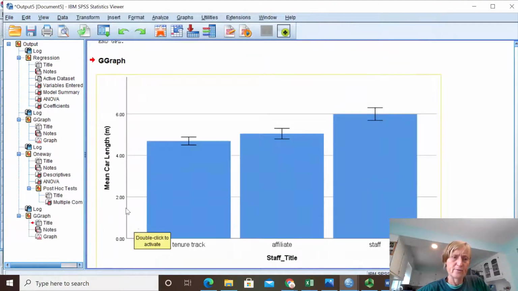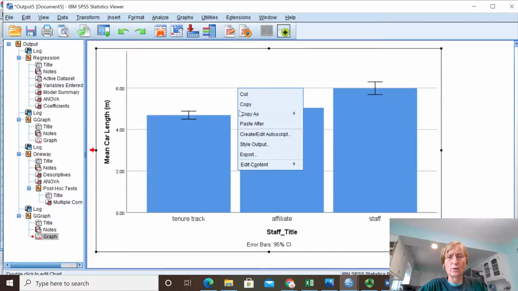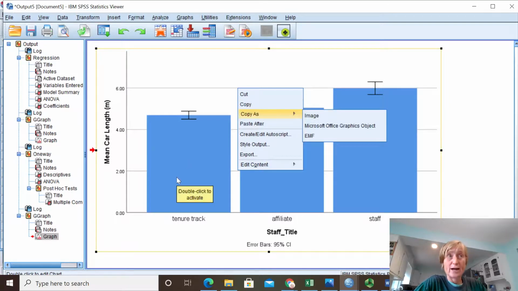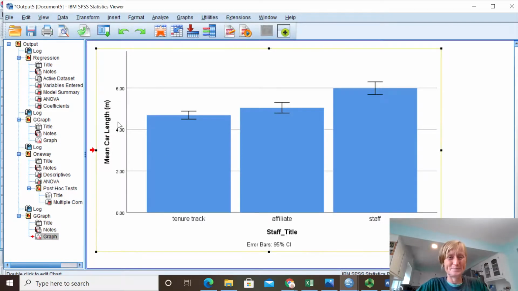And then here's my graph. Mean car length, staff title. Oh, it didn't change our x-axis. For some reason, it didn't change that. But in any case, I've got all 3 of my sets of data. It looks beautiful. I can copy and paste this graph if I want to, and I can see that the staff tend to have bigger cars than the tenure track. My ANOVA showed me that this difference was significant. So that's how you would do an analysis of variance on SPSS.